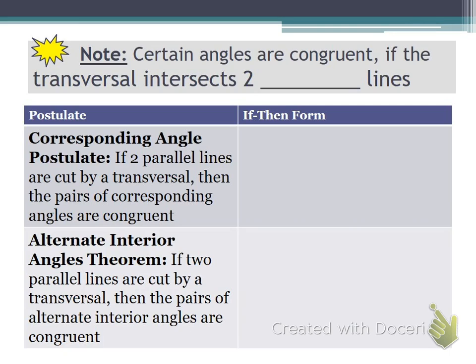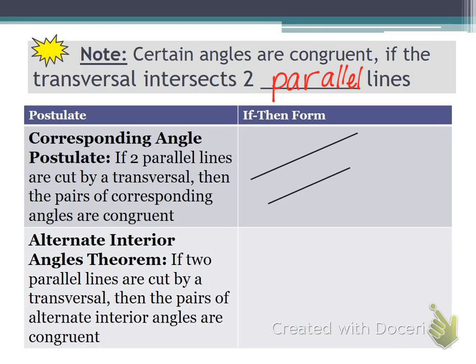All right, we've got a note. Certain angles are congruent if the transversal intersects two parallel lines. If the two lines are parallel, then certain angles are going to be congruent to each other. Okay, so we have our postulates. They have their if-then form. They're already in if-then form, so we're going to shorten them up in a diagram that shows it.